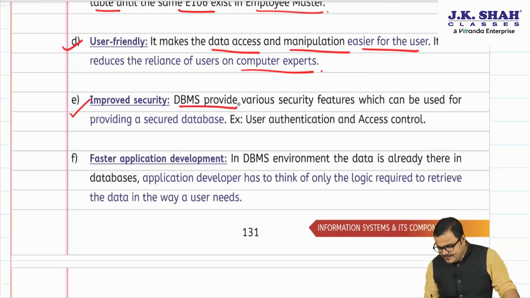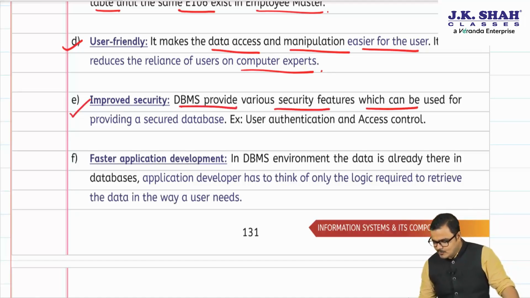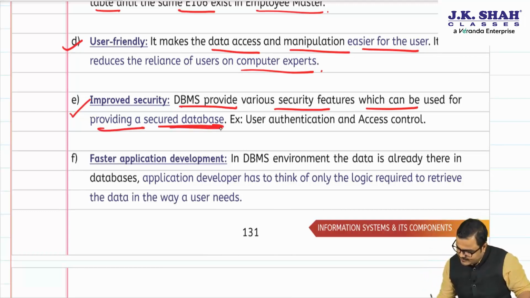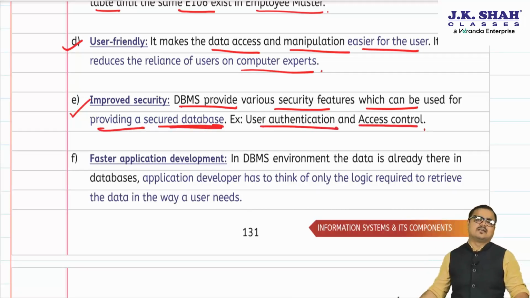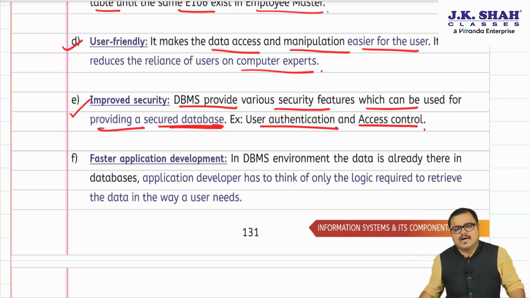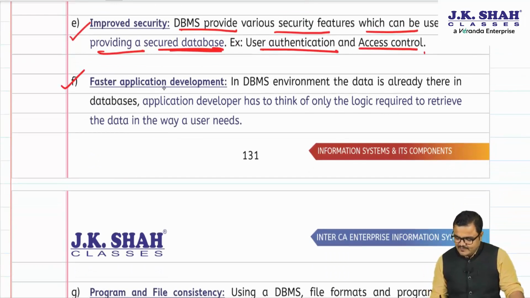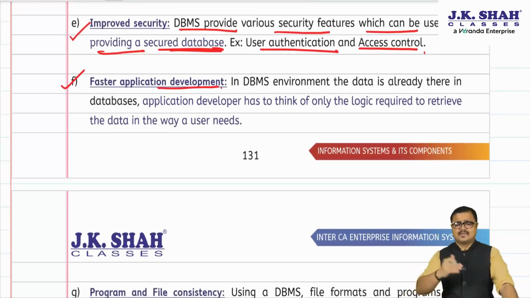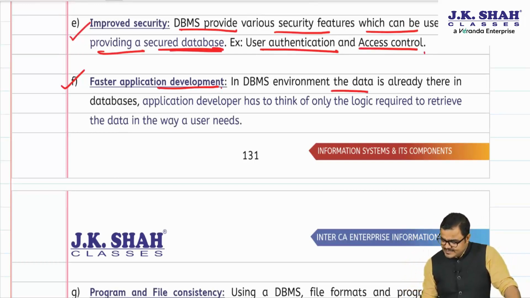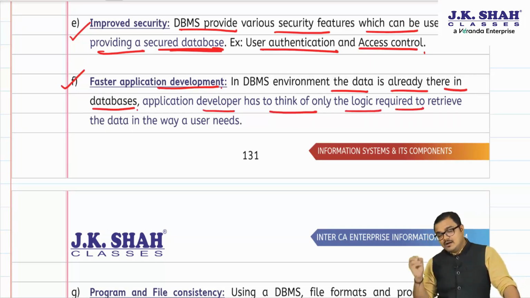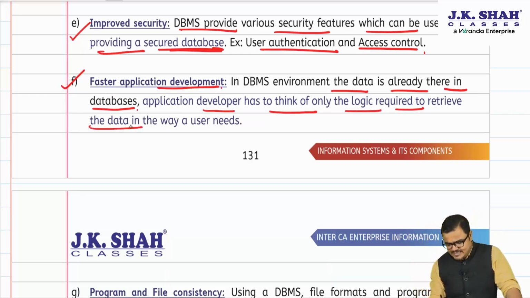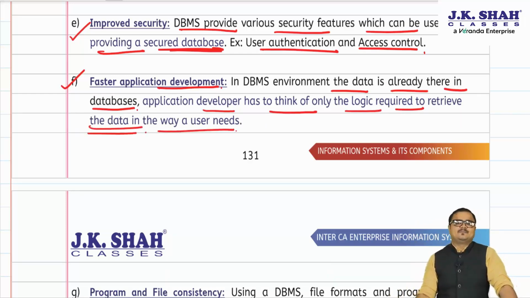Improved security. DBMS provides various security features which can be used for providing a secure database. User authentication as well as access control, that is authorization, can be defined appropriately. Do you agree? Next, faster application development. In a DBMS environment, the data is already there in the databases, yes or no? The application developer has to think only about the logic required to retrieve that data from the available database as per the user's requirement.